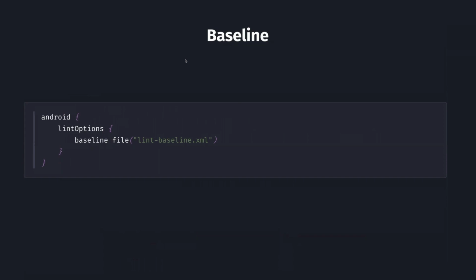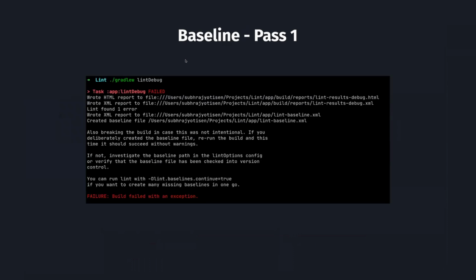Now, we ran lint debug on our project. And you can see that the Lint found one error. It wrote the reports to particular files. In the third line, it found one error and also specifies that it created a baseline file. That's like the fifth white line. Created baseline file in the file that we mentioned, that is lint-baseline.xml.